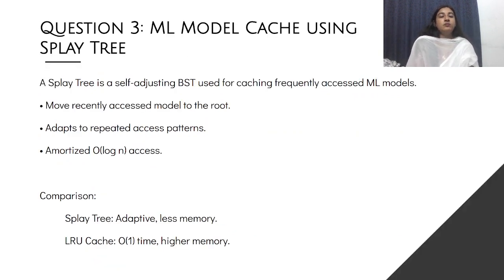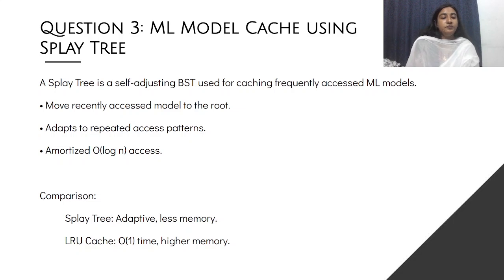In ML models, we need to store frequently used models or data while making predictions, which is called an ML model cache. A splay tree is a self-adjusting binary search tree that brings the most recently accessed model to the top, which improves the average access time. This is the working process. When a model is accessed, it is moved to the root through rotation. Recently accessed models become faster to access next time.